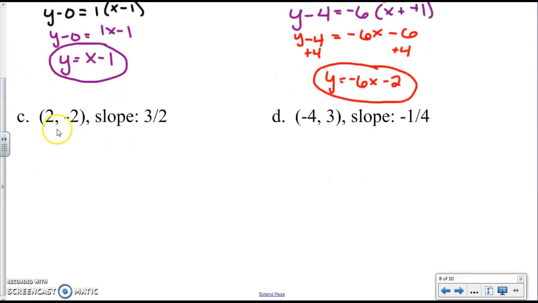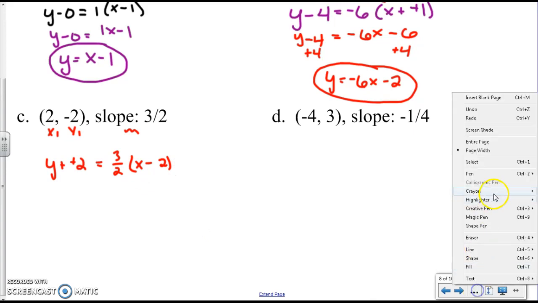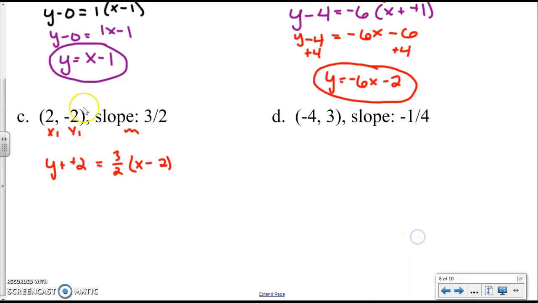Okay, C, x1, y1, m. So I have y minus y1, change that to plus a positive, equals m times x minus x1. Distribute. Use your calculator if you need to with your fractions. So 3 halves times x, 3 halves times negative 2. So I have y plus 2 equals 3 halves times x, and then 3 halves times negative 2 is actually negative 3. Don't believe me? Plug it in your calculator.